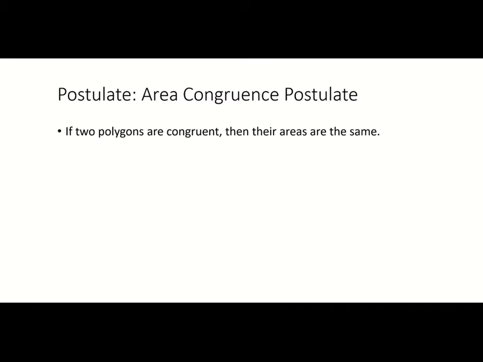First we have our area congruence postulate, which once you read it, it makes sense. It says if two polygons are congruent, then their areas are the same, and we might use this in a proof. Again, it's common knowledge: if two figures are the same or congruent, then they're going to have the same area. It's just a way to explain that.